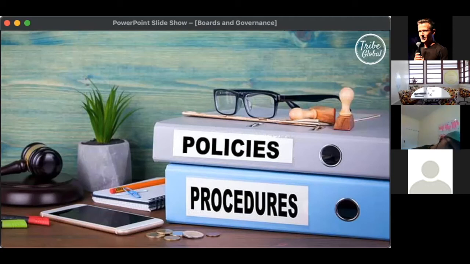So this is where policies and procedures are really important. And I know that's an IT hacking example, but this can manifest in all different ways. So make sure you've got policies and procedures in place.